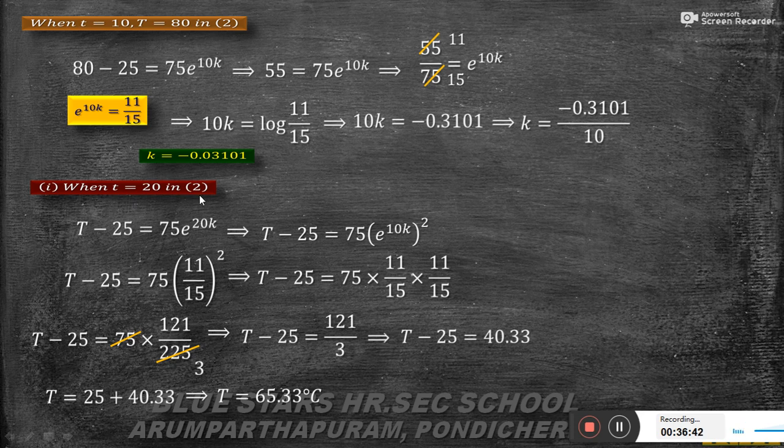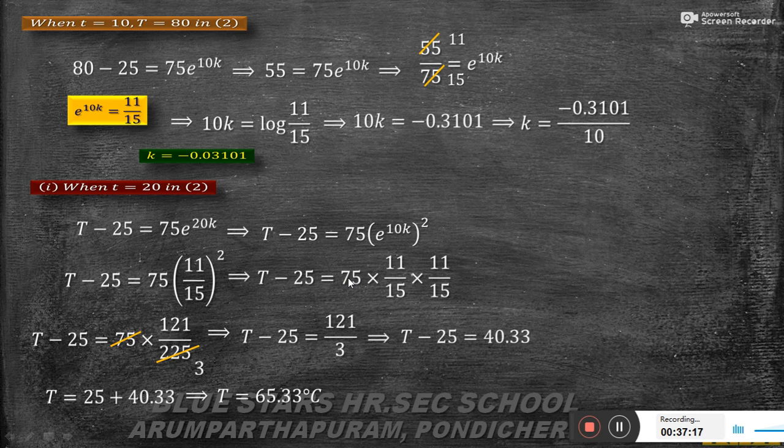So I substitute t equal to 20. So capital T minus 25 equal to 75 e power, the t value is 20k. So capital T minus 25 equal to 75 e power 20k, which I write as e power 10k whole square. So the next step, T minus 25 equal to 75 e power 10k whole square. E power 10k means I just substitute 11 by 15, whole square. So which implies T minus 25 equal to 75 into 11 by 15 into 11 by 15. So 15 and 75 cancel.